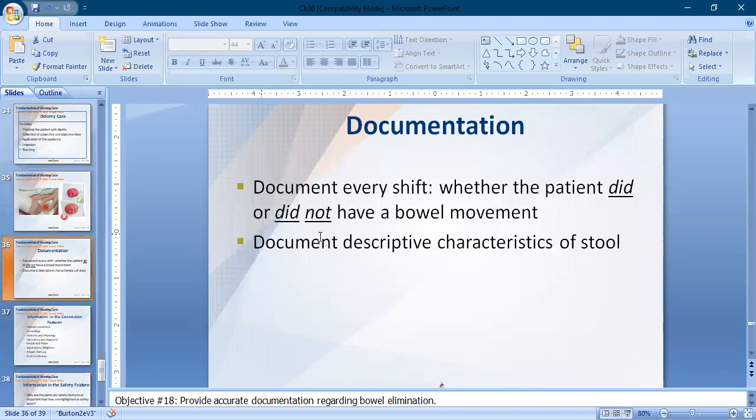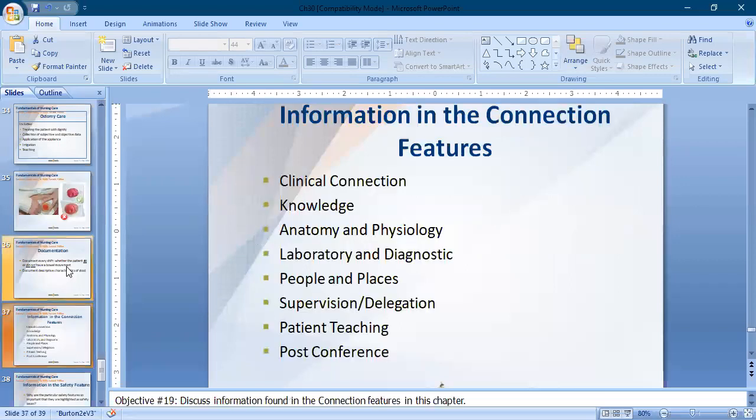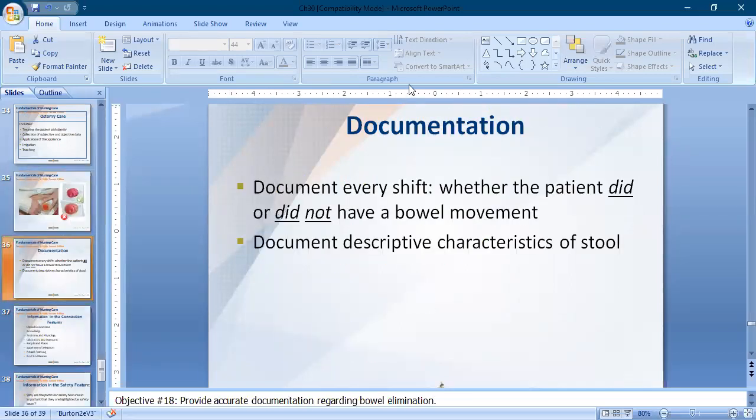And now go here. Whatever we did, we always have to keep documentation, right? Document every shift whether the patient did or did not have any bowel movement; we have to keep the record. Documentation describes the characteristics of the stool: frequency, size, color, any offensive odor, right? So that's it up to here.